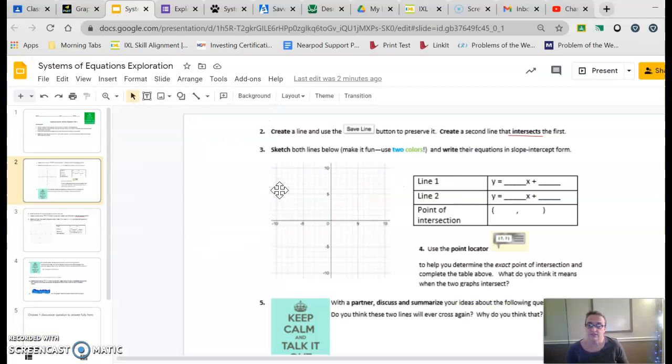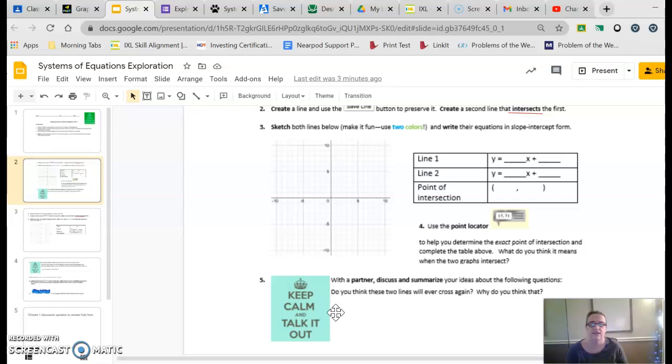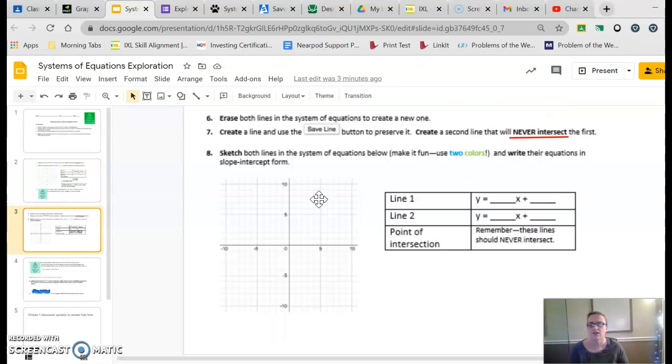So this first slide is all about finding two lines that intersect, writing out the equations, and finding the point of intersection. And then it says with a partner, discuss and summarize. If you're doing this in class, you can go ahead and do that in the chat or elsewhere. If you're doing this on your own after class or you're finishing it up, just go ahead and write down your thoughts right here. What do you think? Will these lines ever cross again? Why do you think they will? Why do you think they won't? And then we'll go on and look at the next step.